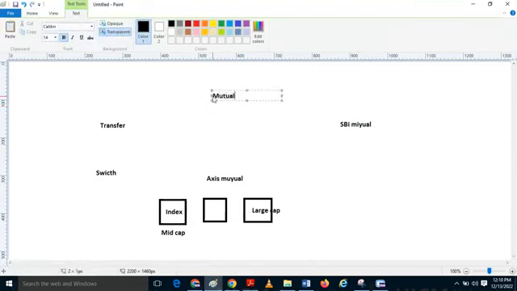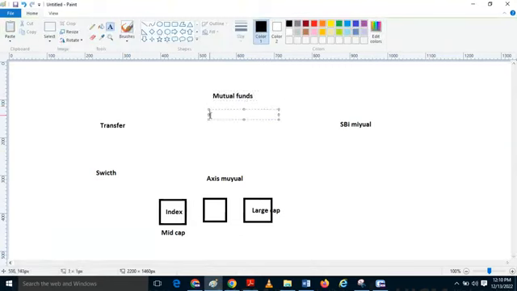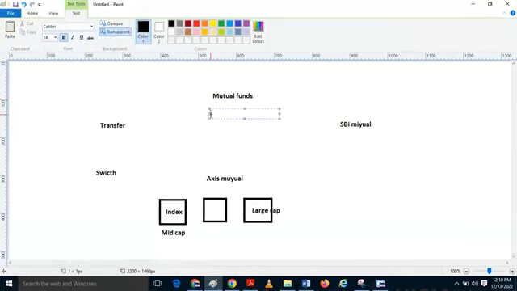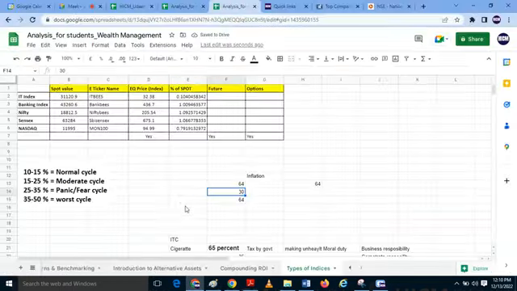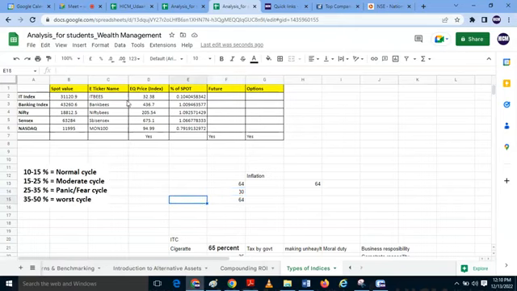You are aware of mutual funds, right? There are also exchange traded funds. These are also a kind of mutual fund, but they trade on exchanges. Are you aware of that? ETFs, you are aware, right? So it is called an equity ETF.